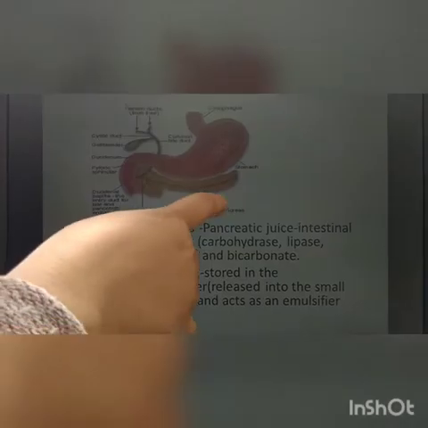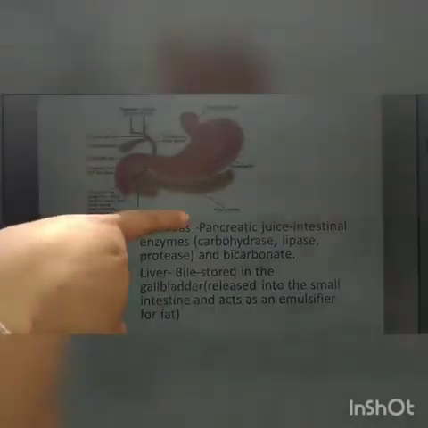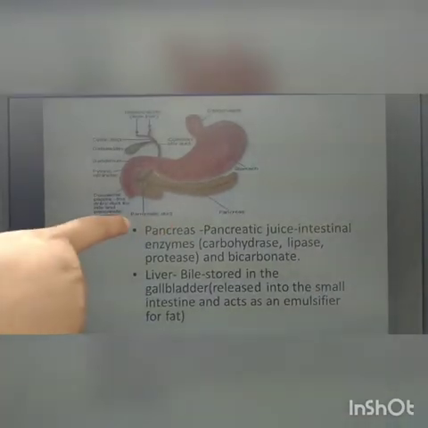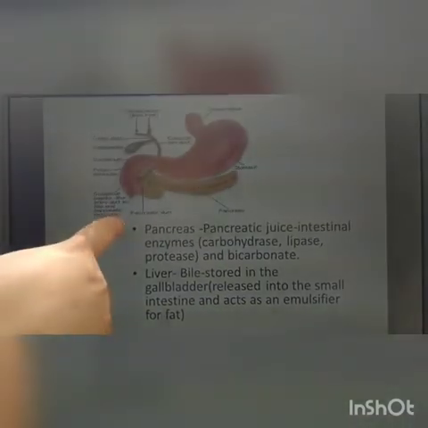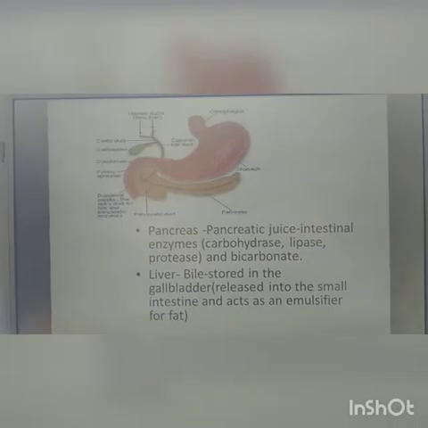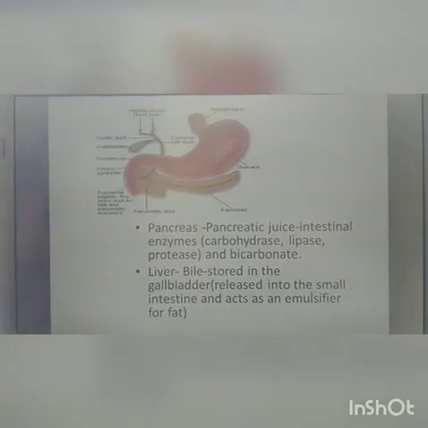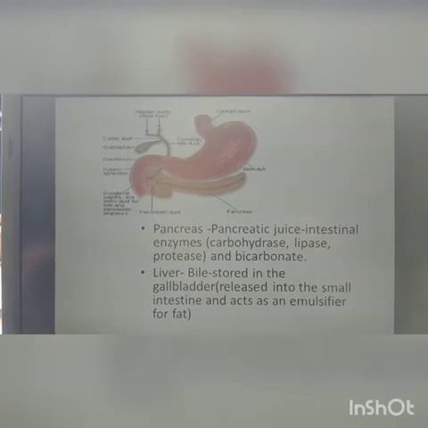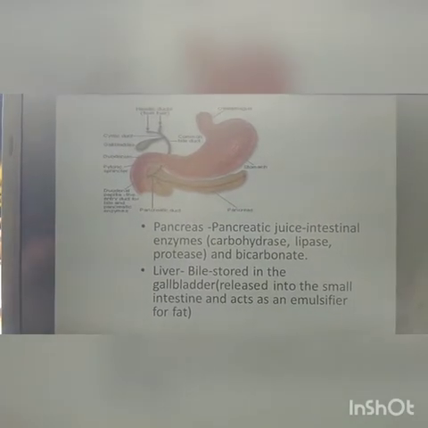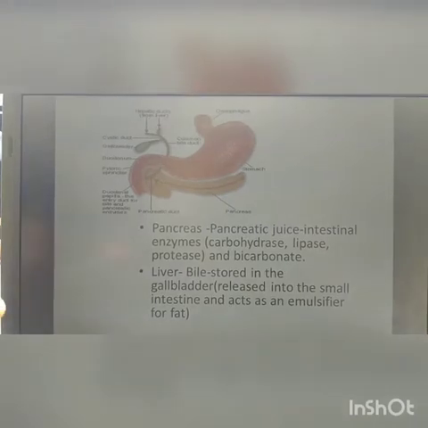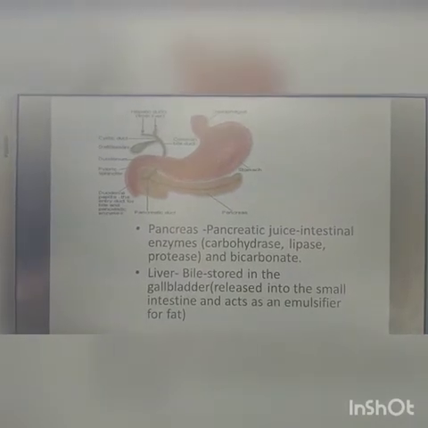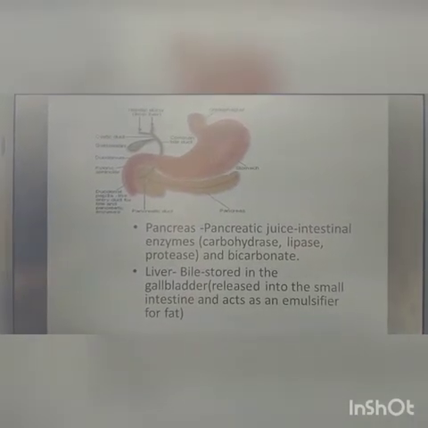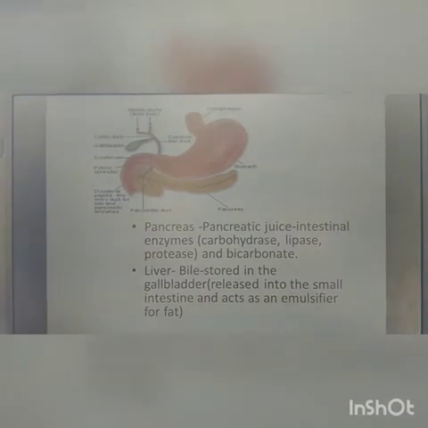Next is the pancreas. Inside the pancreas, we have a pancreatic duct that carries pancreatic juice. The pancreas secretes pancreatic juice that contains enzymes for carbohydrates, lipids and proteins, and bicarbonate ion.